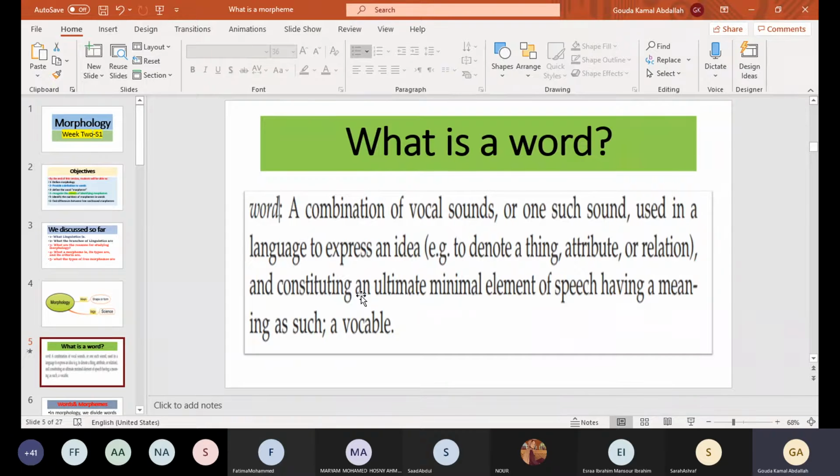Maybe a word could have just one sound, like the pronoun I, which is just one sound, or the verb are, where we have the silent r, so it's only one sound. So it could be a group of sounds or just one sound, and they are used to express one idea or a certain meaning.